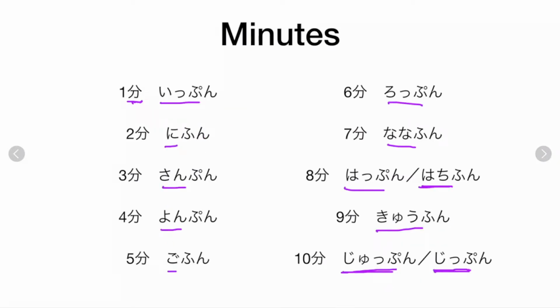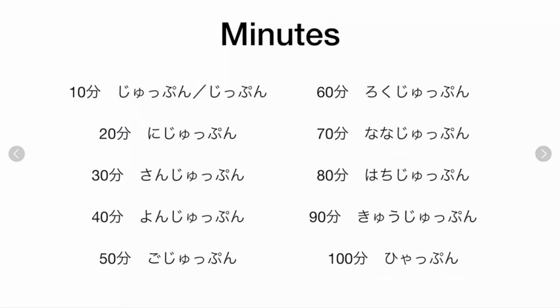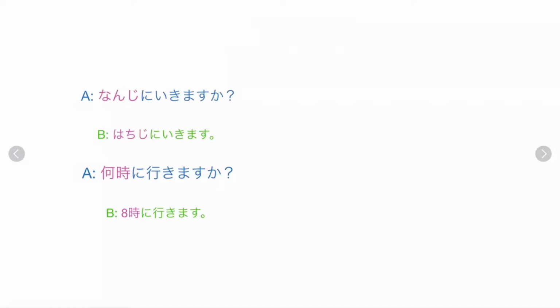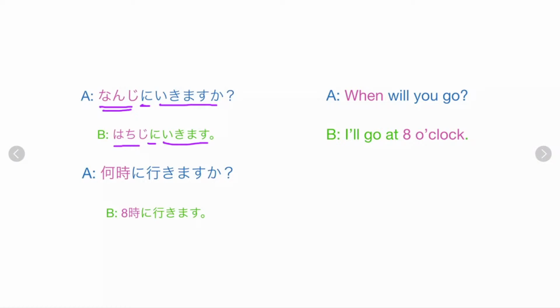That's good. So the minutes, ippun, nifun, sampun, yonpun, and so on. Again, these are counter words, right? You have number plus something. In this case, the counter is minutes. It continues as you go higher, juppun, nijuppun, sanjuppun, and so on. So, nanji ni ikimasu ka? At what time? At what time will you be going? Hachiji ni ikimasu. I'll go at 8 o'clock. Okay? Nanji ni ikimasu ka? Hachiji ni ikimasu.